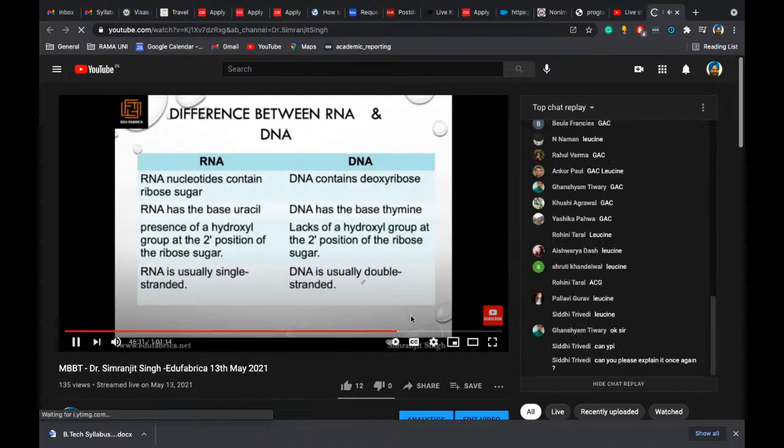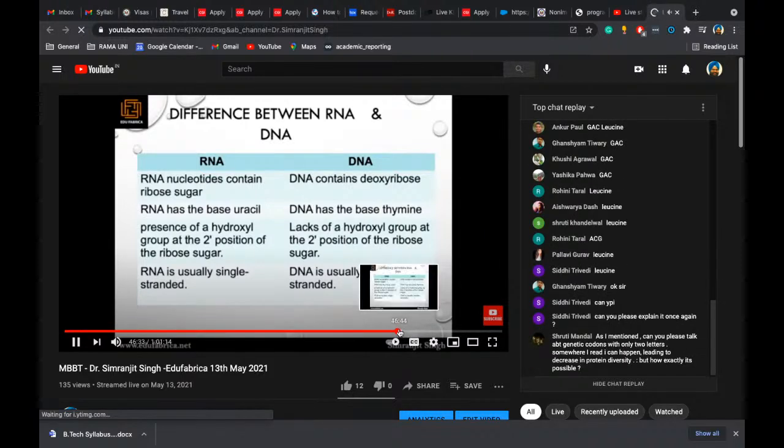Thymine. And on the other side, RNA has a presence of a hydroxyl group at the second position of the ribose sugar, whereas DNA lacks the hydroxyl group at the second position of the ribose sugar.